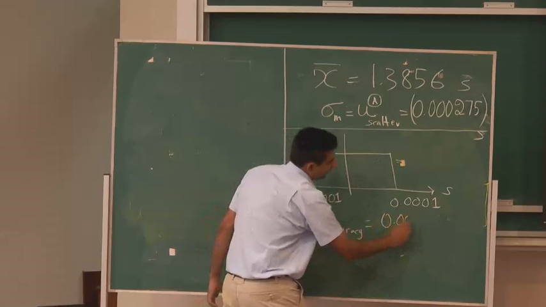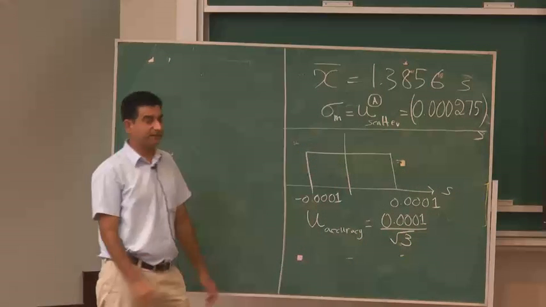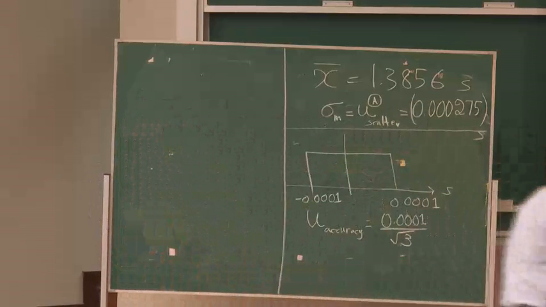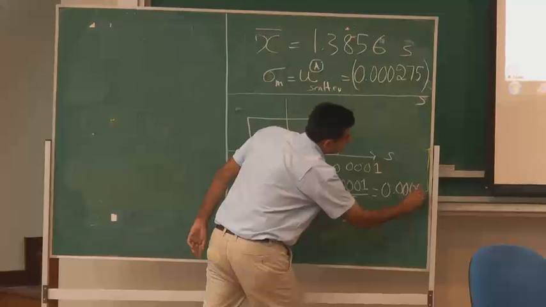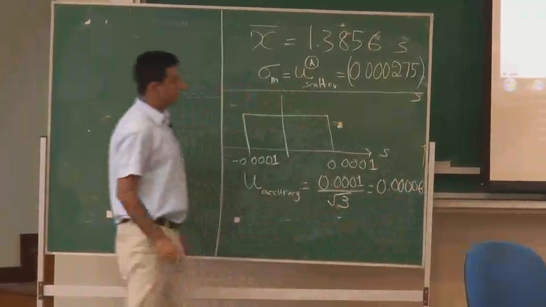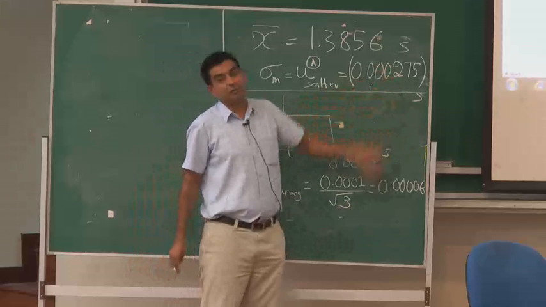That will be 0.0001 divided by under root 3 because it's a uniform probability distribution function. Let me calculate this. 0.0001 divided by square root of 3. This is 0.00006. Okay, 4 zeros and a 6. Now this is 3 zeros and a 2.